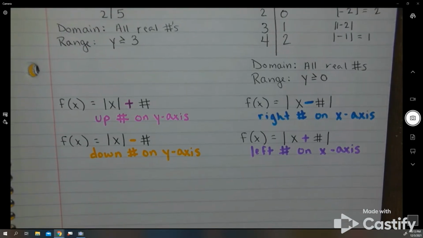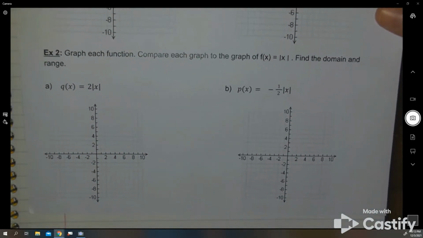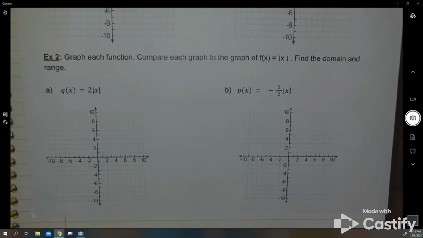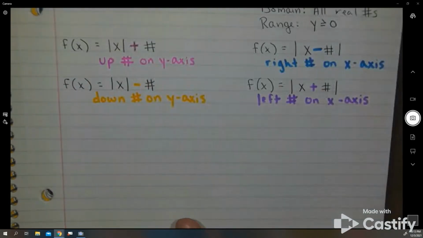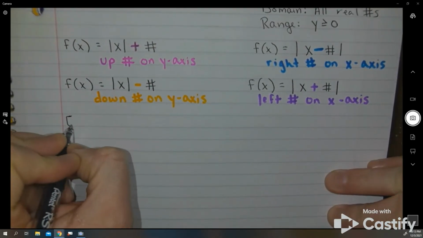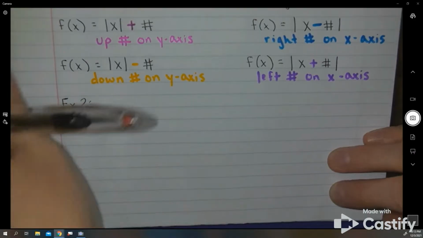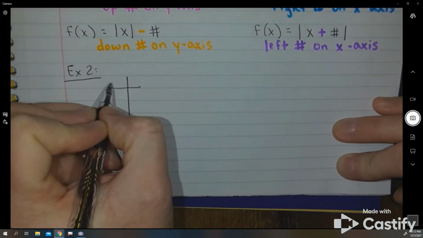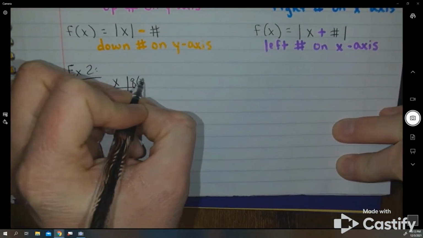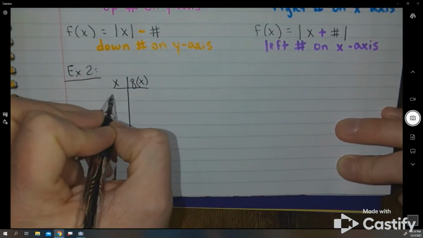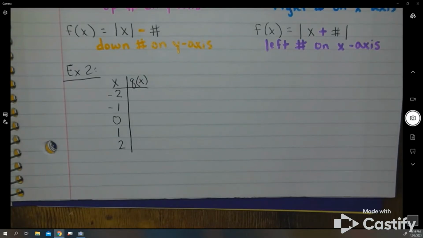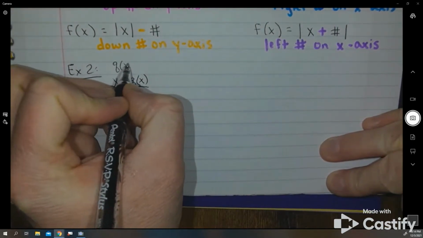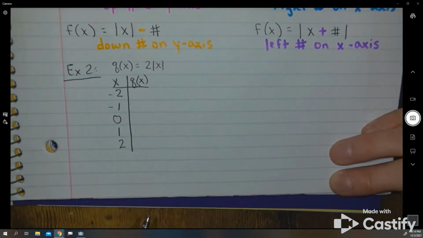All right, let's take a look at example 2. Example 2 says graph each function, compare the graph to the graph of f of x equals absolute value of x. We're going to find the domain and range again. So for our first one, we have q of x equals 2 times the absolute value of x. So we're going to make ourselves a table here. And this one was q of x. We're going to use the values -2, -1, 0, 1, and 2. And it was q of x equals 2 times the absolute value of x.